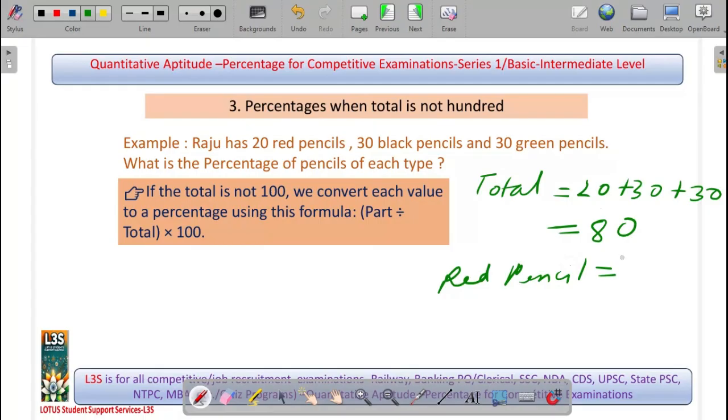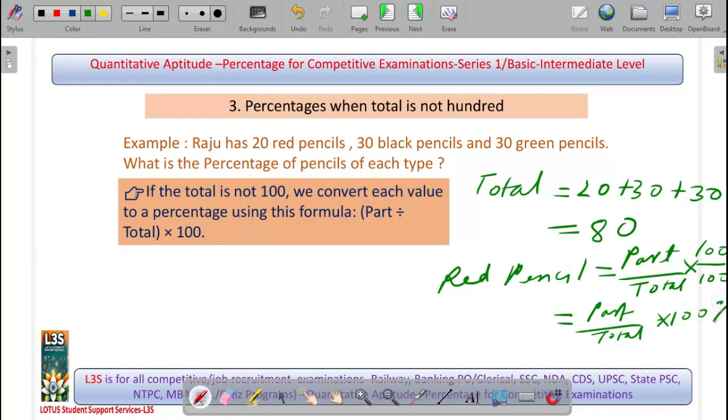That will be the formula: part by total into 100 by 100. That means if we say 100 by 100, now you see part by total into 1 by 100 means percentage, so we can write this as a percent sign.